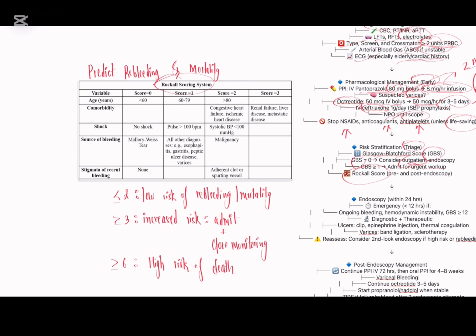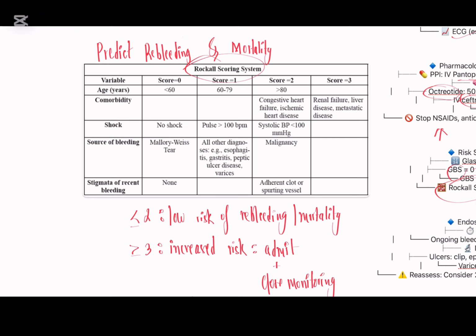Now let's see the Rockall scoring system. It is used for predicting rebleeding or mortality. It has components like age, shock, comorbidities, and endoscopic findings like source of bleeding and stigmata of recent bleeding. Age less than 60, 0; more than 80, 2. Comorbidities like congestive heart failure, ischemic heart disease, 2. Renal failure, liver failure, metastatic disease like cancers, 3. If there is no shock, then 0. Pulse more than 100, 1. Systolic BP less than 100, 2.